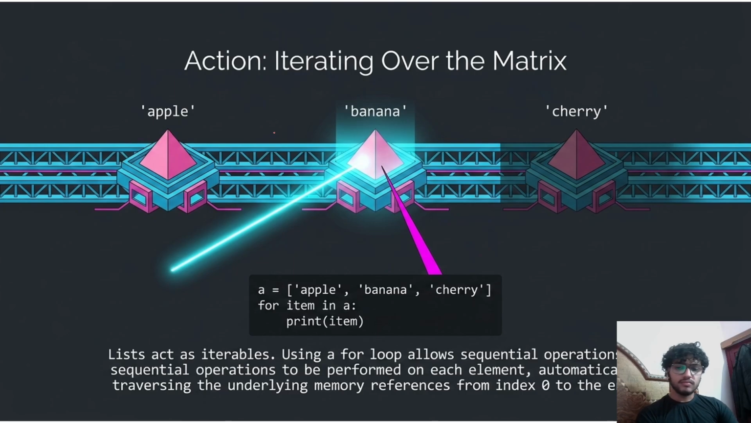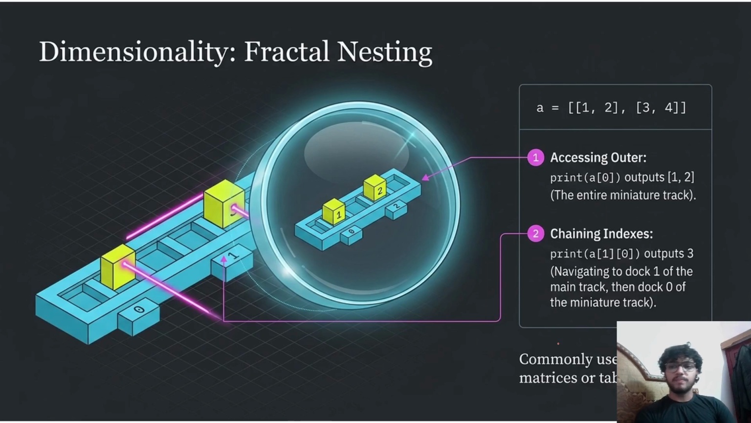Now, iteration. How does iteration work in a list? Same as strings, but here each element is treated as a single item. So this will be inside item every time you iterate. So it will print apple, banana, and cherry respectively.